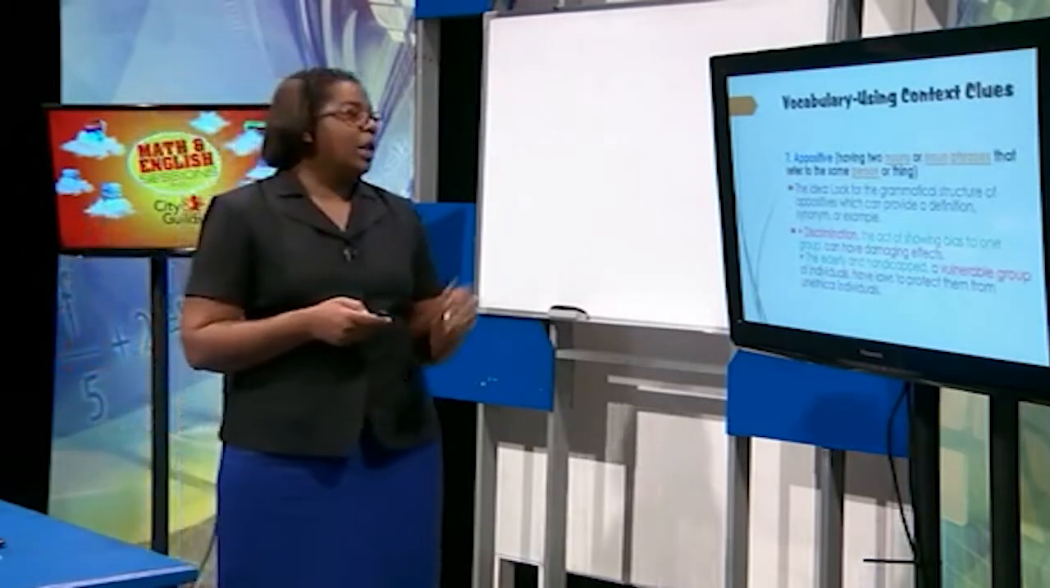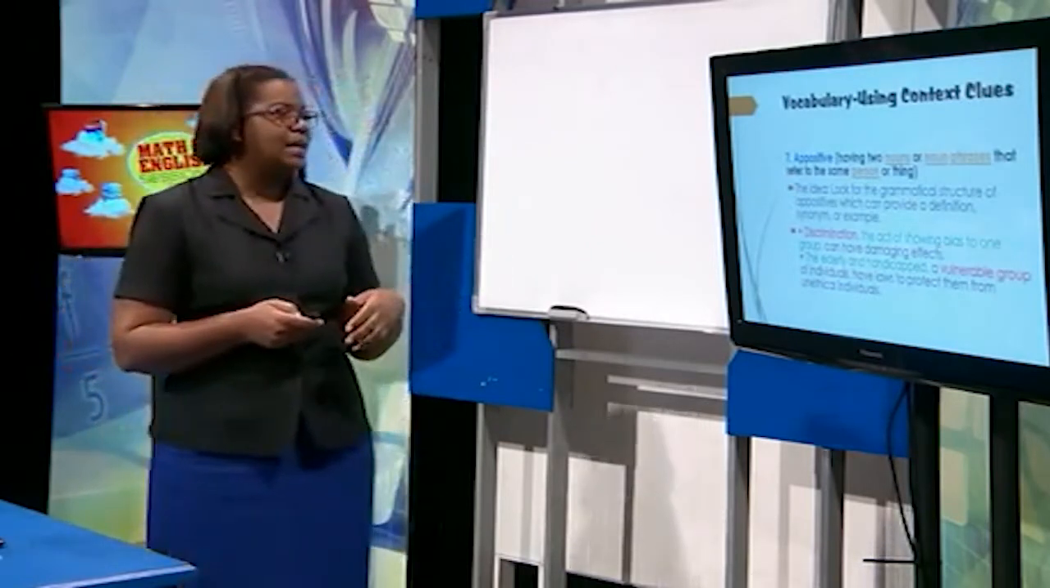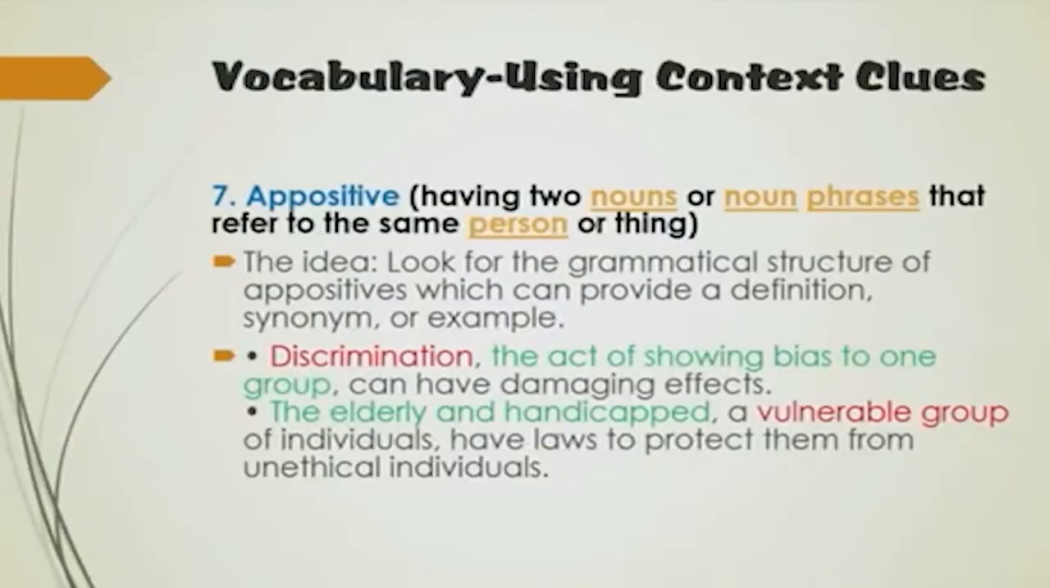All right, and we can also look at appositives, and this means having two nouns or noun phrases that refer to the same person or thing. So look for the grammatical structure of appositives, which can provide a definition, a synonym, or example. And I'm going back to my use of the word discrimination. So in my example, discrimination, the act of showing bias to one group, can have damaging effects. So I have given you additional information about the discrimination that can help you to decipher the meaning. So it's the act of showing bias, okay?